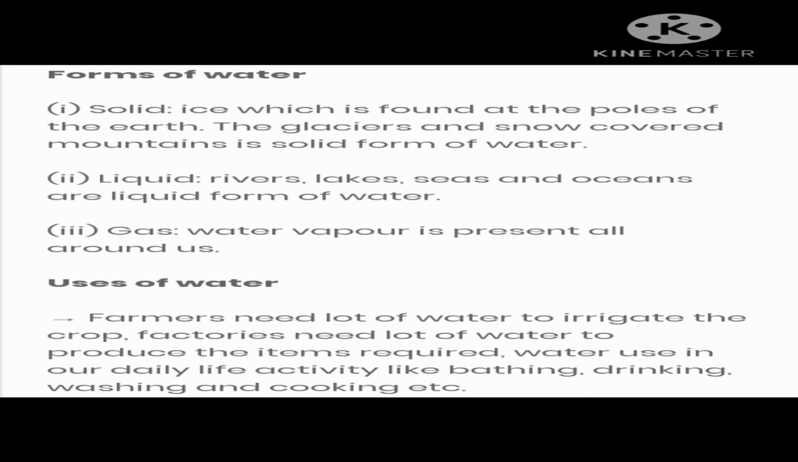Secondly, we will talk of the liquid form of water. Liquid form of water is in your rivers, lakes, seas and oceans. These are all your liquid form of water. Now coming on to the gaseous state of water, the water vapor that is present in the air, or when you heat up the water it gets converted into vapor. That vapor state is known as the gaseous state of water. So these were three different forms of water, that is solid, liquid and gas.